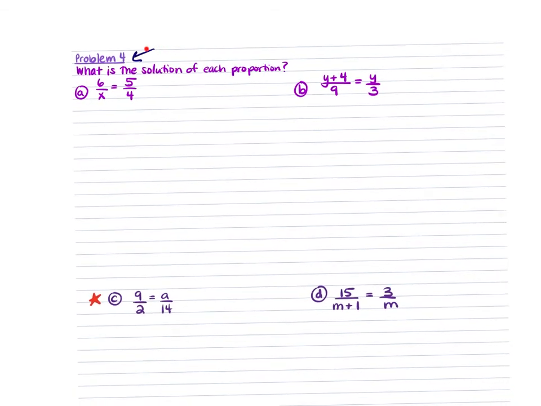Oh, whoops, I left a little arrow there. That's okay. Right here are the means, here are the extremes. Multiply them together, 24 equals 5x, and then divide both sides by 5 to get your x. 24 divided by 5, you can just leave that as a decimal, 4.8.